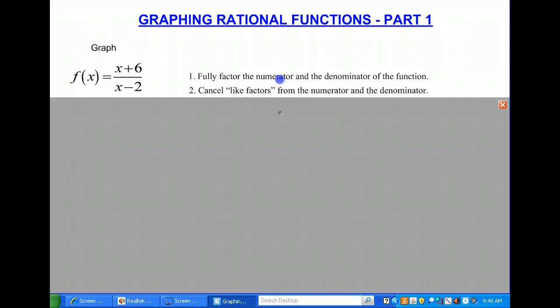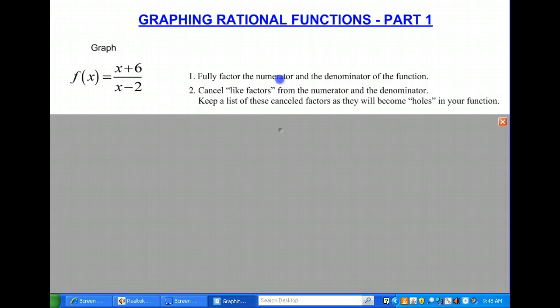Notice step one says fully factor the numerator and denominator of the function, but these are already factored. And then it says cancel like factors from the numerator and denominator, and we're not going to do that now either. That'll come in another part.